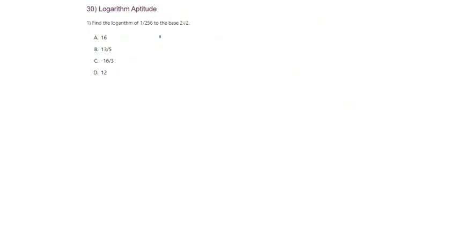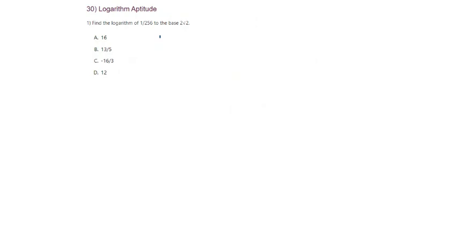Okay, let's go to the next question. Logarithm aptitude. Find the logarithm of 1 by 256 to the base 2 root 2. So this is a little bit tricky, but it's also easy.